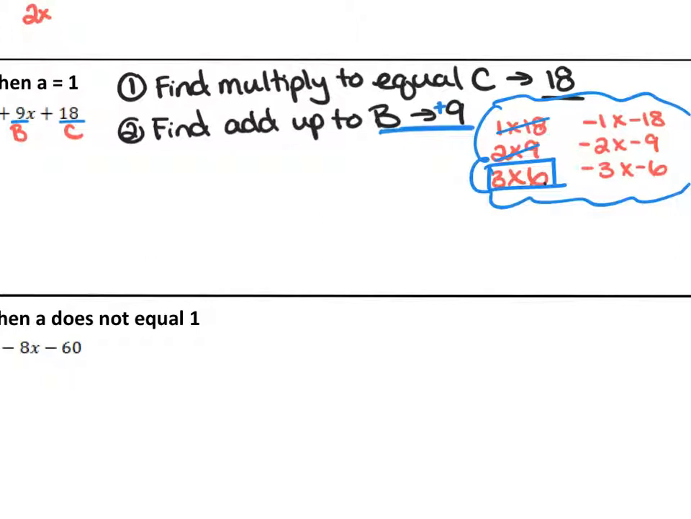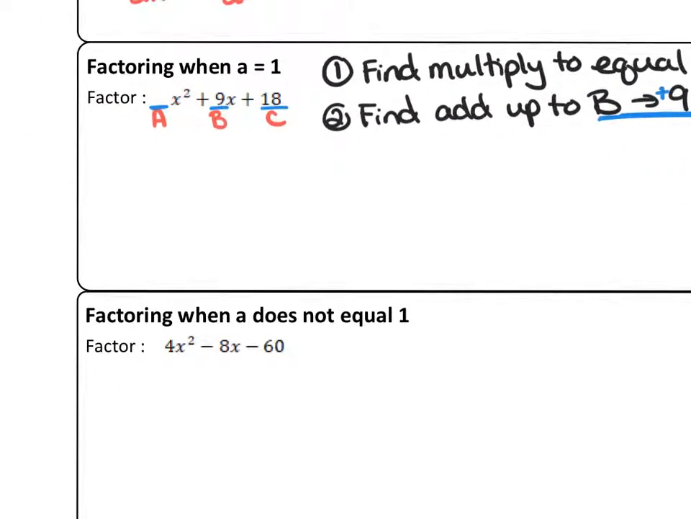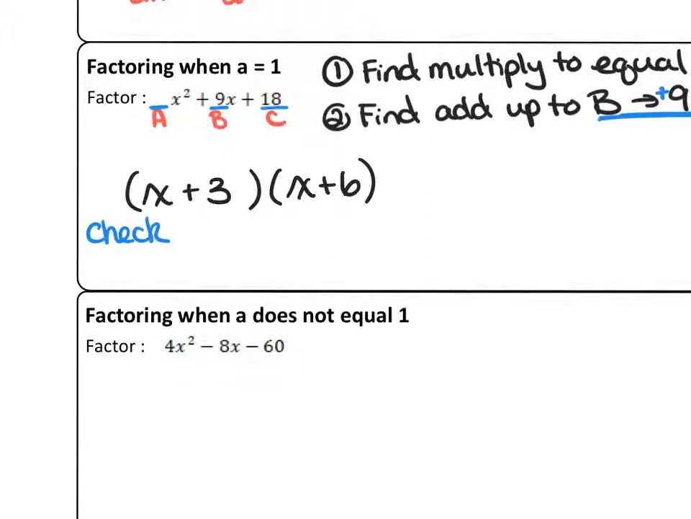Then all you're going to do to factor this is set up two brackets, and we're going to use those values 3 and 6. So we'll make it (x + 3)(x + 6). My favorite part about this, because we already learned how to multiply these together, is you can check to make sure the answer is correct.